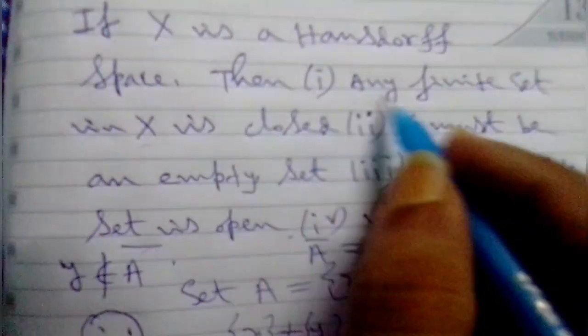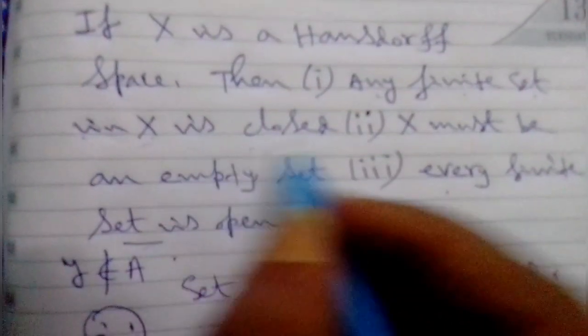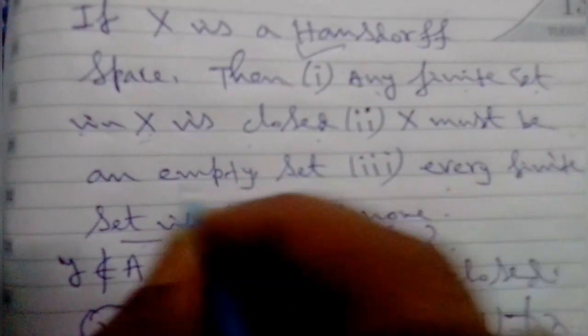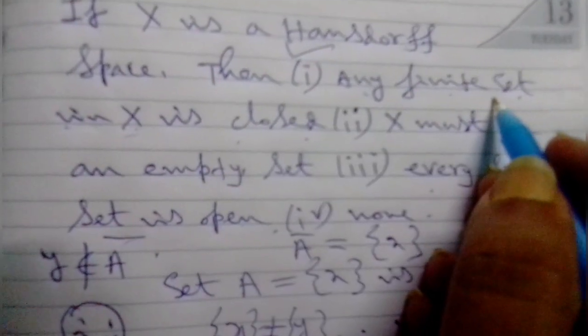So the first option, any finite set in X is closed, is correct. The empty set option is not correct, it is not possible, and finite sets are not necessarily open. So the only option is closed, and the first option is correct.